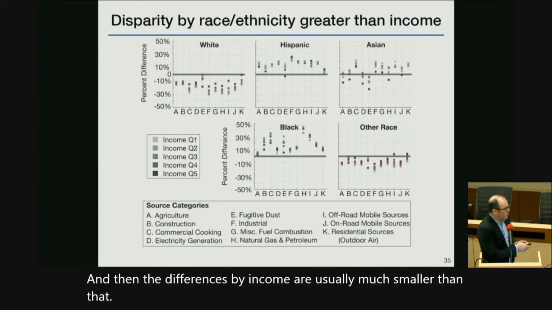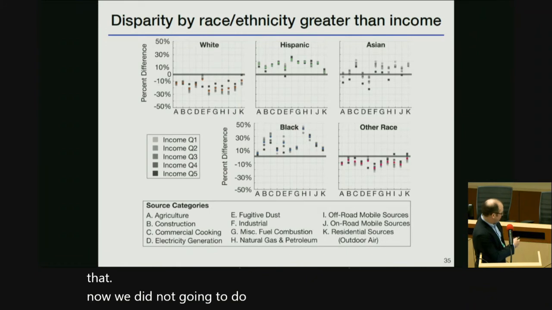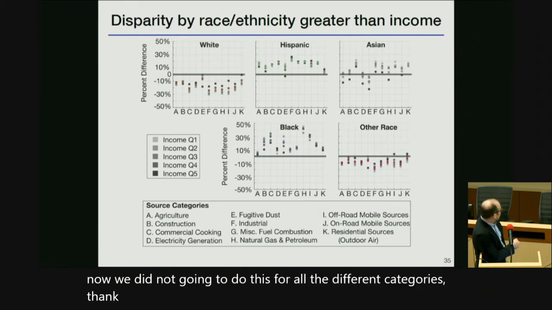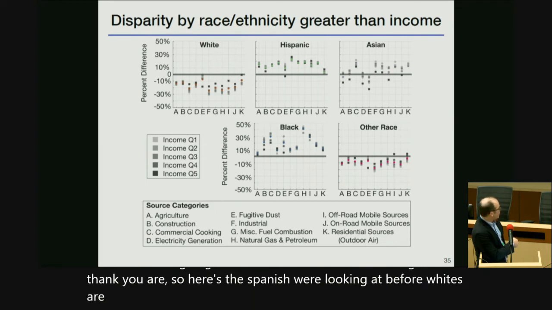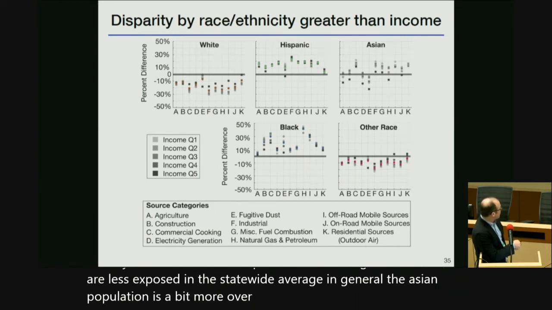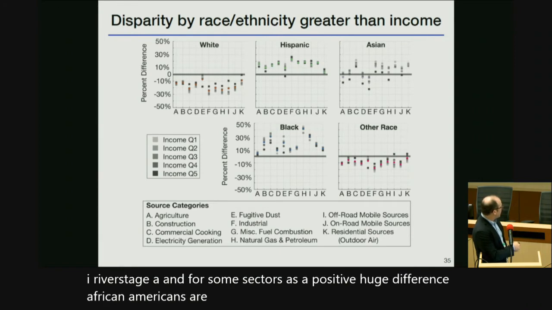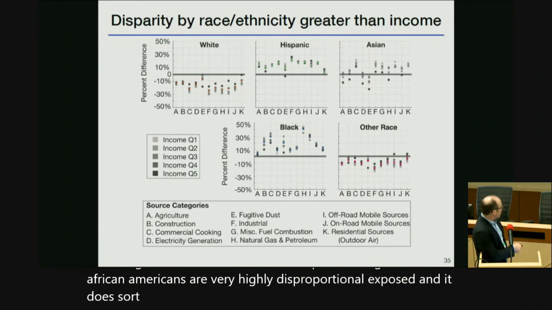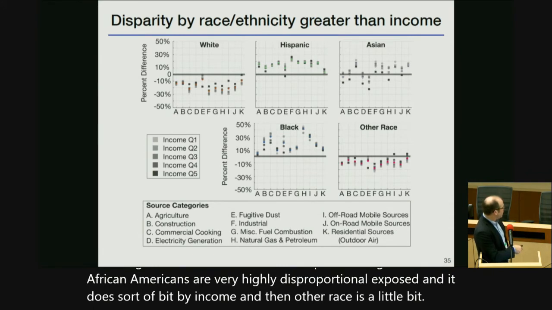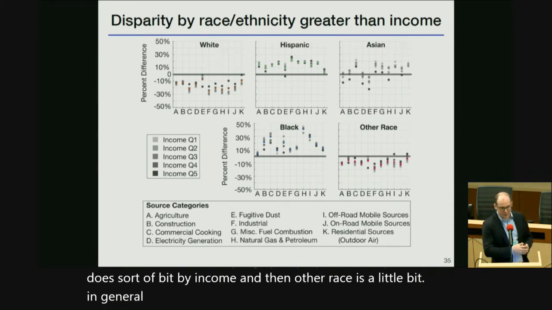So now we can do this for all the different categories. Thank you, Zoe. So here is Hispanic as we were looking at before. Whites are less exposed than the statewide average in general. The Asian population is a bit more over the map. For some sectors, there's a reverse EJ, and for some sectors, there's a positive EJ difference. African Americans are very highly disproportionately exposed, and it does sort a bit by income. And then other race is, in general, a little bit less exposed than the statewide average.